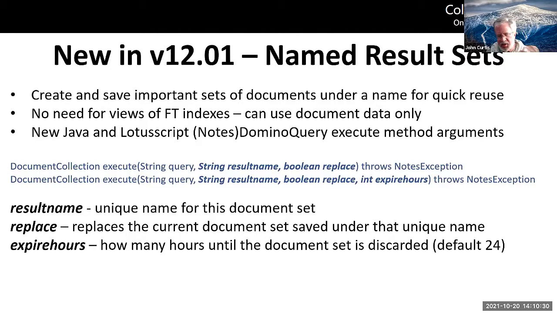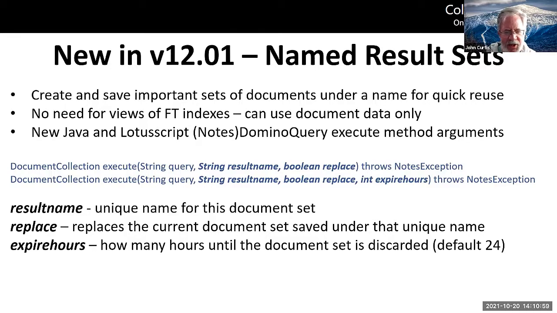So this is used for reporting and cyclical work, also anything that's static, you can have it out there. But in this case, you don't need to create views. You don't need full text indexes. You just use the document data. That's it. And there are some new Java and Lotusscript methods to make it happen. So we basically added to the execute of the DQL execute, the Domino Query execute method.